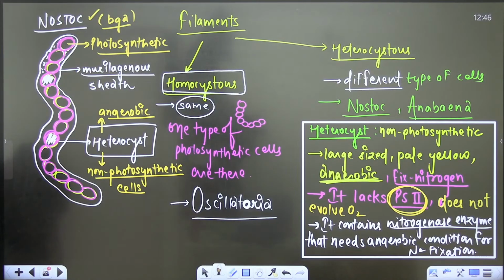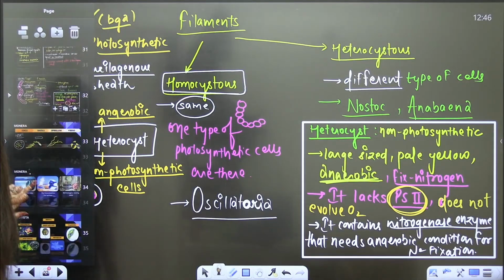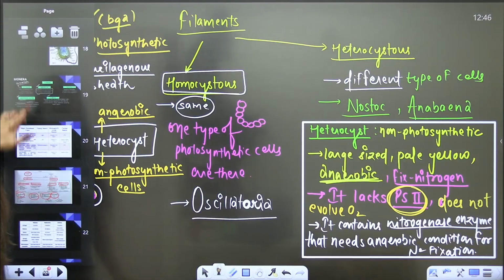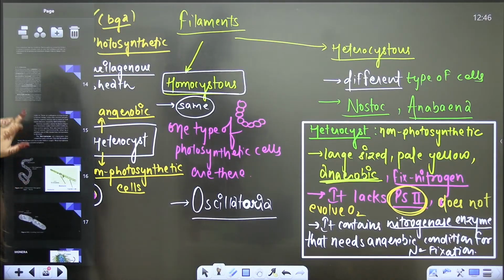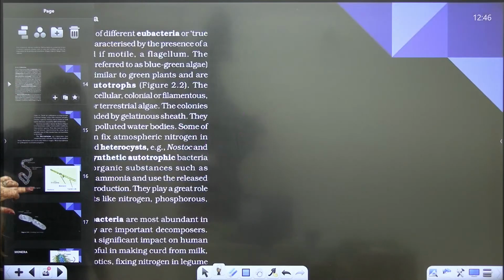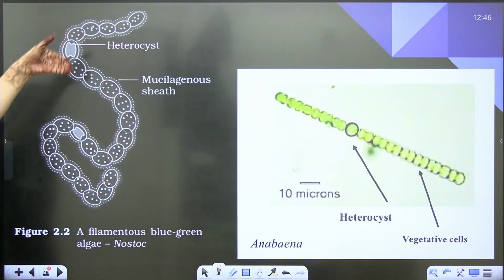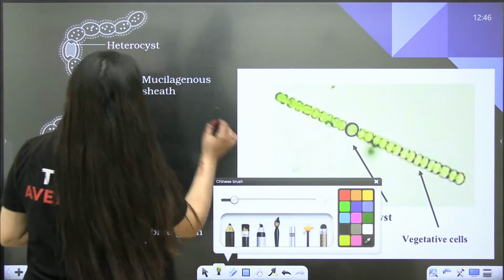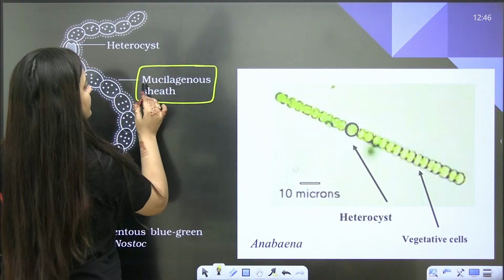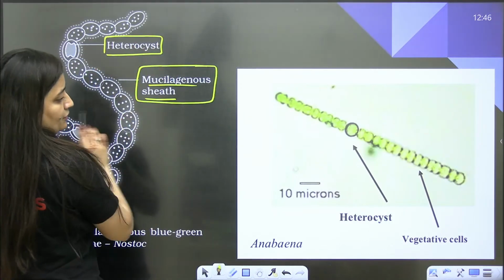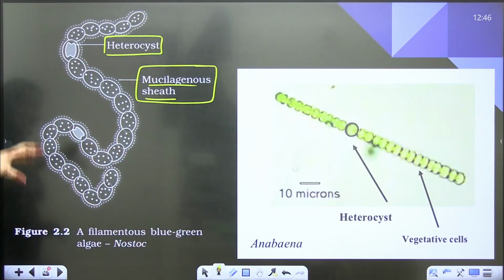So here also, in the case of these cyanobacteria, let's revise it from NCERT. This is the main point, especially the heterocyst point. So do not miss it. See, here it is given. This is your mucilaginous sheath. I told you it is always covered with a mucilaginous sheath. It can hold water. So heterocyst should be crystal clear to you. This is the diagram here. This is the filamentous Nostoc.